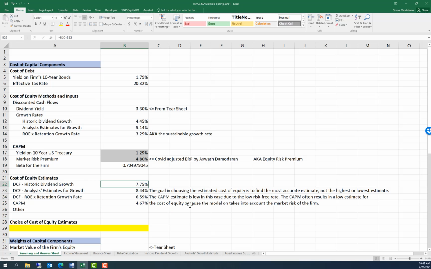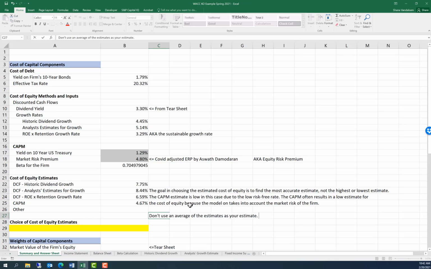Then we have three other ones here. One's at 7.75%, one's at 8.44%, one's at 6.59%. What I want you to do, and I have a place down below to do this, is to tell me why you're choosing the one you are. Another note here, don't use an average of the estimates as your estimate.